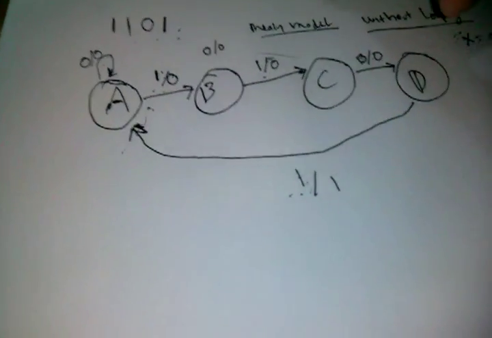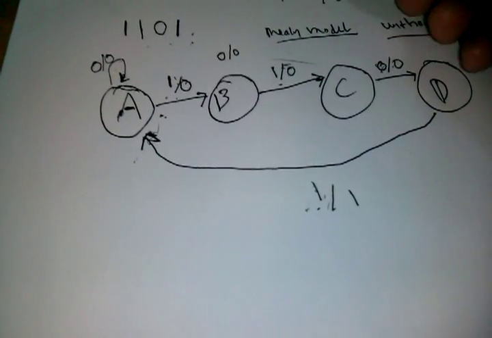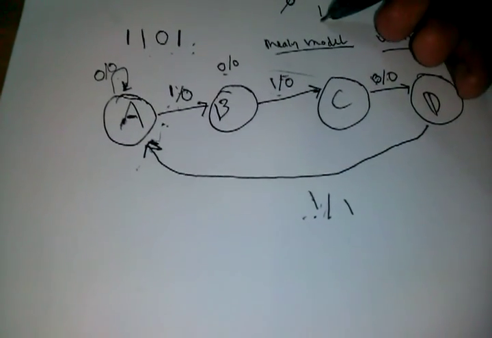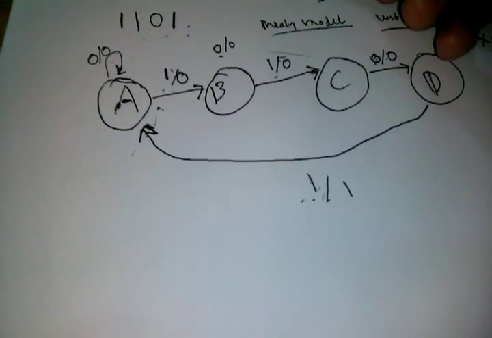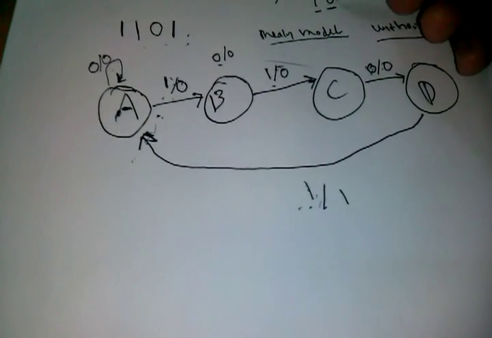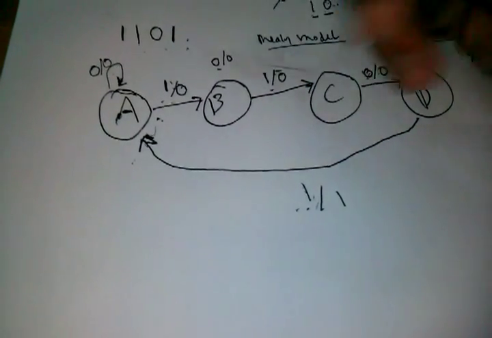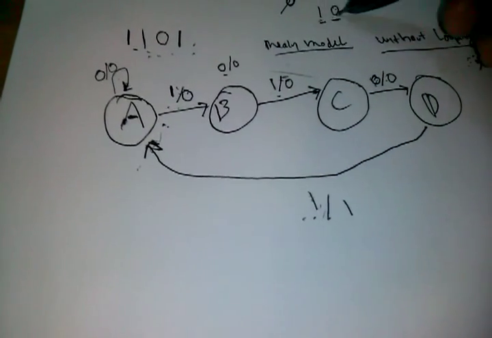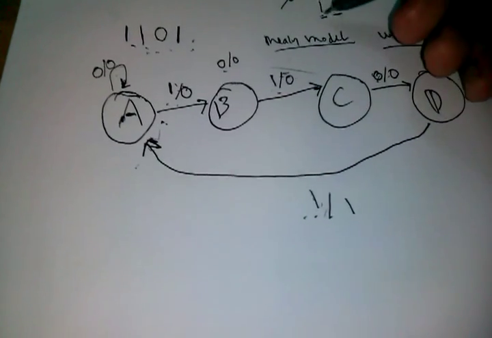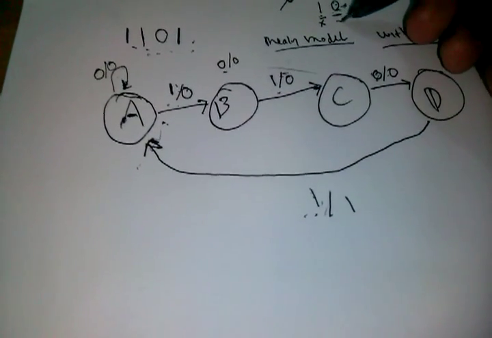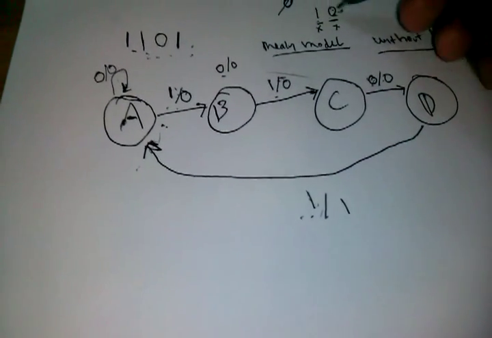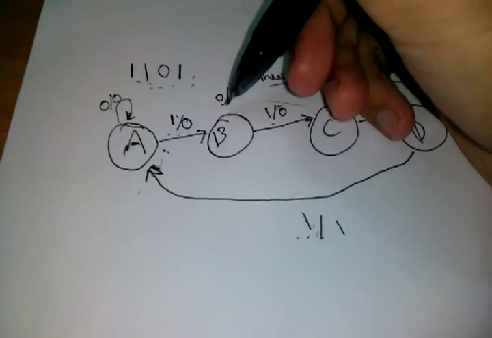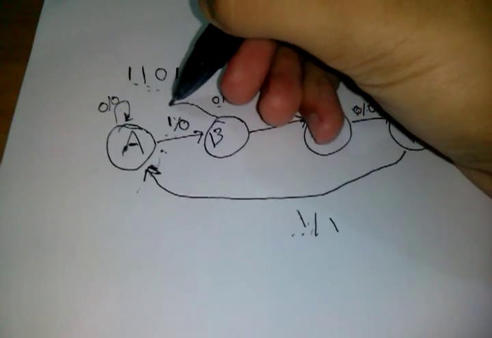For example, for this B, if we get 0 here, the sequence detector detected the first digit as 1 and then 0. If it detects 1 first, the second one should also be 1. But this is different: the second one detects 0, which means this is wrong, and this is also wrong. Because both of them are wrong, we have to come back again to state A, here.